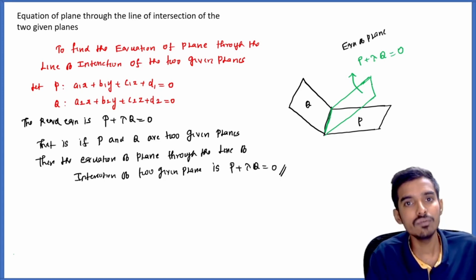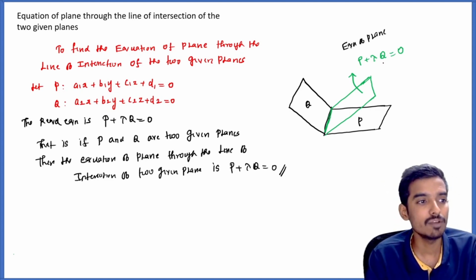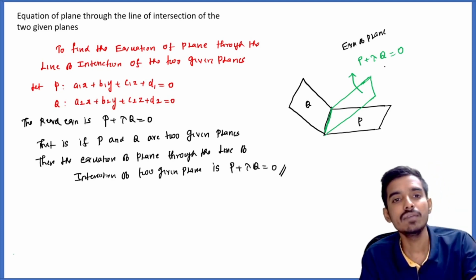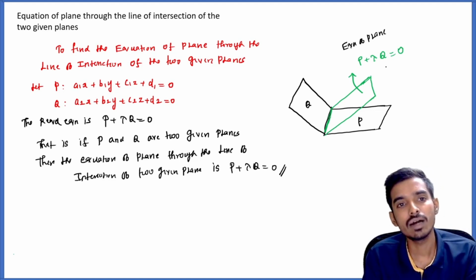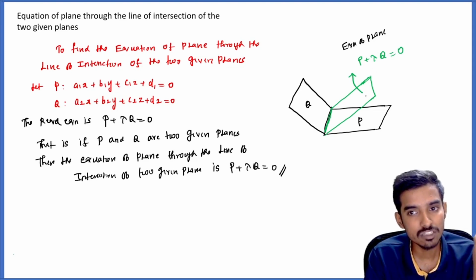Lambda can be found with the help of the data that is given in the question. In the previous classes, in part 3, for example, if you want to find a plane that is parallel to some plane, you just remove the constant term and put plus lambda is equal to 0. To find the value of lambda, they will give some data. Here also, to find the value of lambda, they will give some data about this plane.